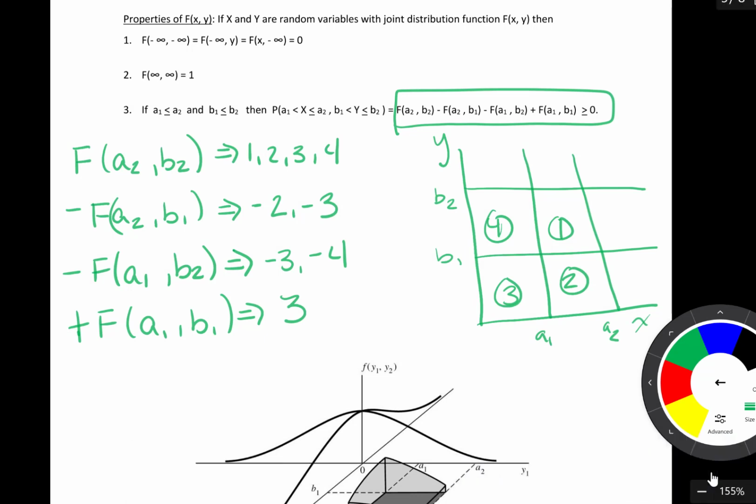So notice, looking at the cancellation, everything cancels out here except for region 1. Well, let's go back and look at this probability. This probability looks at x between A1 and A2 and y between B1 and B2. In other words, this region right here. So that's what we're left with.